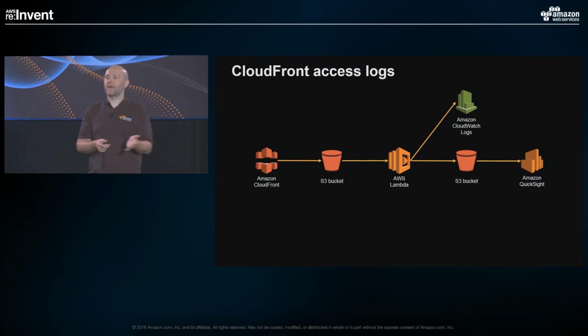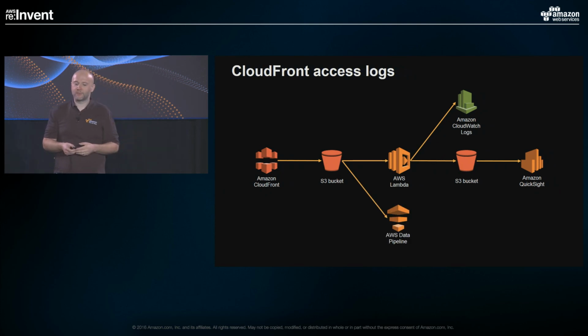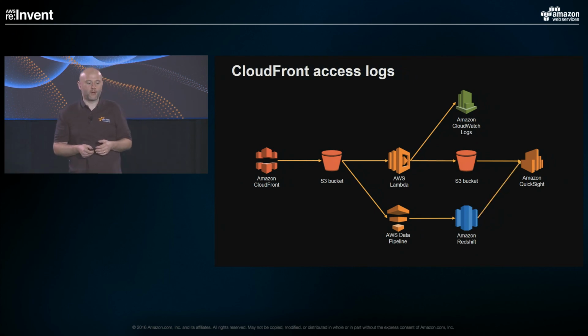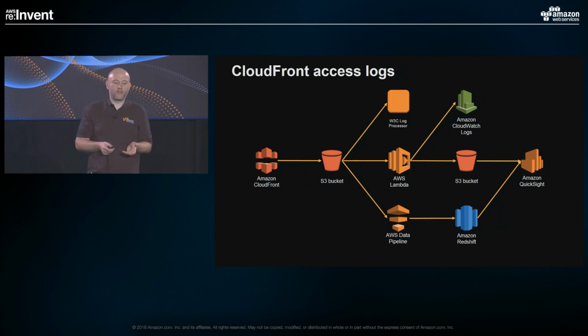You could also deliver that into Amazon CloudWatch Logs. Although CloudFront doesn't deliver it directly into CloudWatch Logs, you can use Lambda to take those from the S3 bucket, deliver into CloudWatch Logs, and from there you can start to build metrics and alerts based on those logs in Amazon CloudWatch Logs. You can also use AWS Data Pipeline to take that data and deliver it into Amazon Redshift for other processing, as an example, into using Amazon QuickSight. And then finally, because they are just web logs, text files, you could use your preferred W3C log processor.